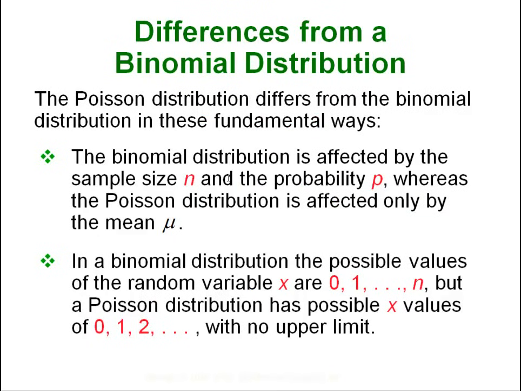Big differences between the two, right? The binomial distribution is affected by sample size and the probability, whereas the Poisson distribution is only affected by the mean. A binomial distribution has possible values from 0 up to n, because you're only going to do n number of trials, so you either get no successes all the way up to all n of them. But a Poisson distribution has no upper limit. You could, in that 1 hour, have no hybrid cars go by, or you could have 1,000,000 go by. So there's theoretically no upper limit to x on a Poisson distribution.